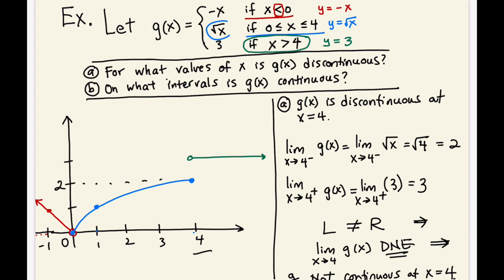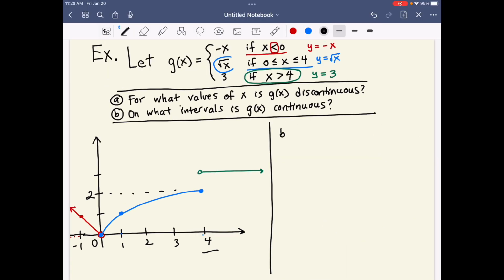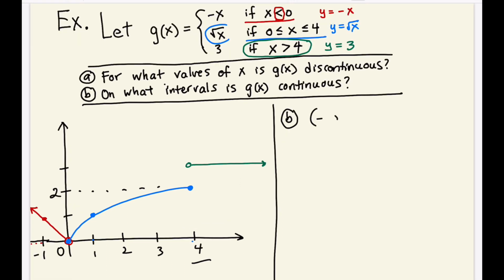So let's go on and answer the second question, part B: on what intervals is g of x continuous? We can see that I never have to lift my pencil on this whole interval from negative infinity to 4. And then I had to lift my pencil at the jump discontinuity.